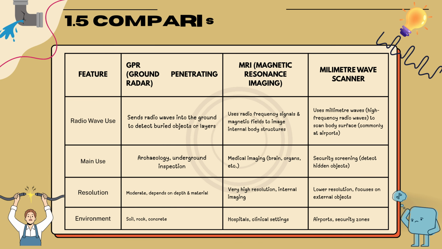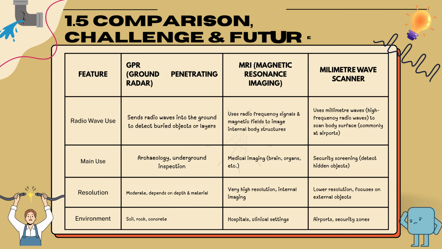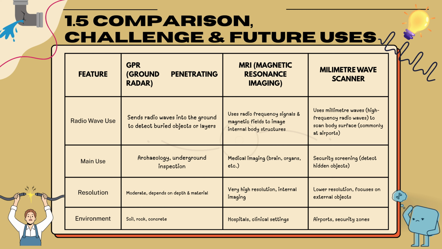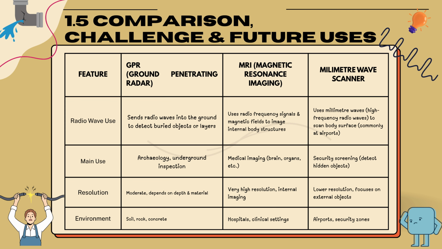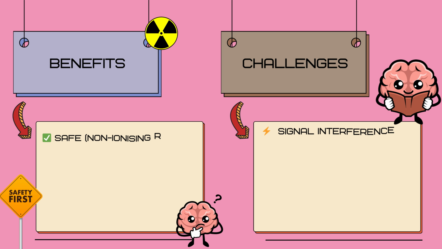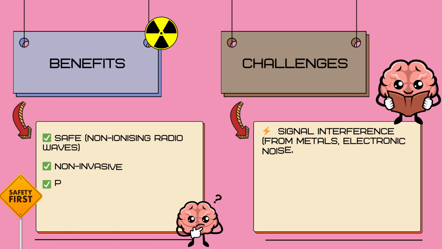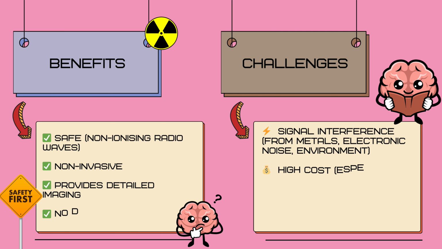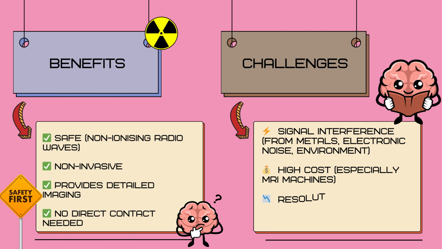GPR, ground penetrating radar, MRI, magnetic resonance imaging, and millimeter wave scanner. For the radio waves used, GPR sends radio waves into the ground to detect buried objects or layers. For MRI, it uses radio frequency signals and magnetic fields. There are 4 benefits in this chapter. First, safe, non-ionizing radio waves. Second, non-invasive, provides detailed imaging. And the last one is no direct contact needed.